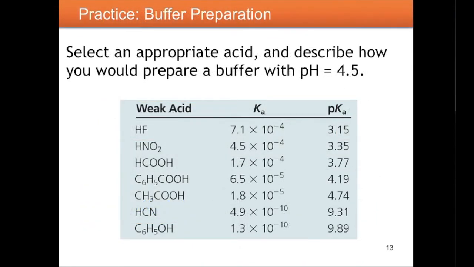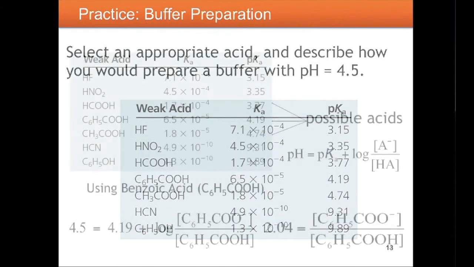So now let's go through a question of how to choose a specific acid or acid-base combination to prepare a buffer at a specific pH. So the question asks to select an appropriate acid and describe how you prepare a buffer with a pH of 4.5. And we're going to use the same table as we did on the previous slide.